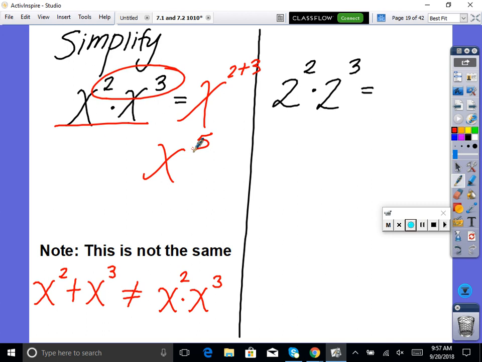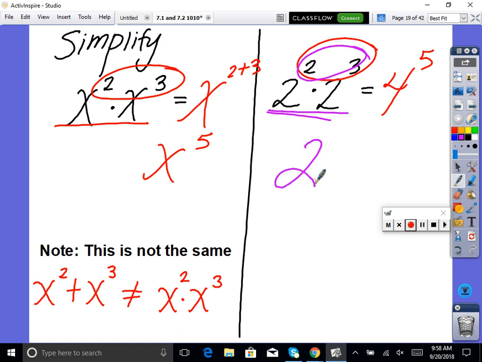Okay, now over here people double dip. They say 2 times 2 is 4, and then you add those, so that's 5. You just double dip. You don't change the base. When you have a same base, when you multiply, you add, the base stays the same. So this is 2 raised to the 5th, everybody. Do you guys see? You do not change the base.